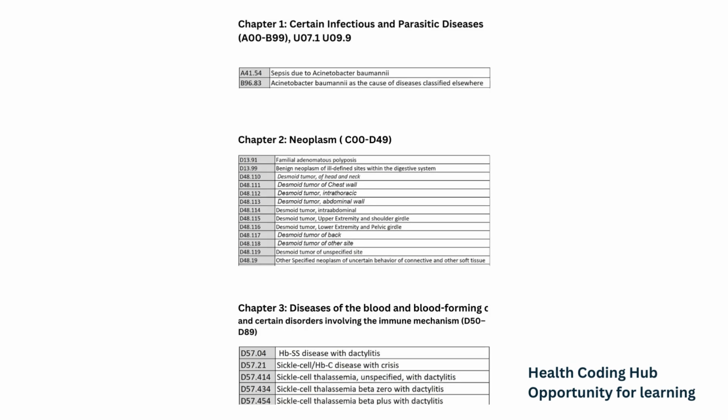Now let's get into chapter specific code changes. Chapter 1. In Chapter 1, we have two new codes, A41.54 and B96.83. These codes represent different types of infection.